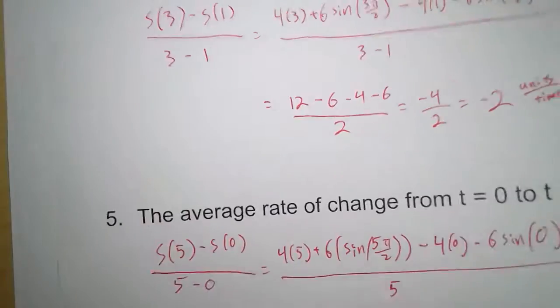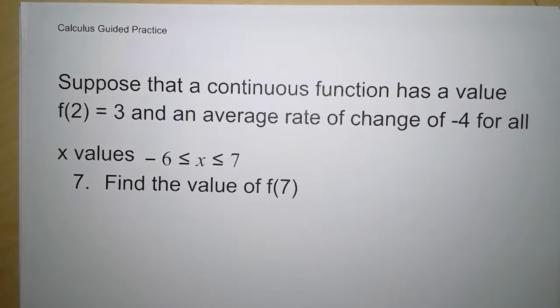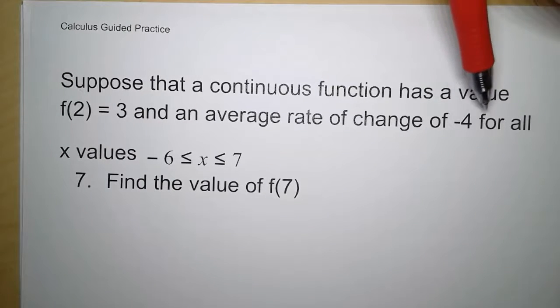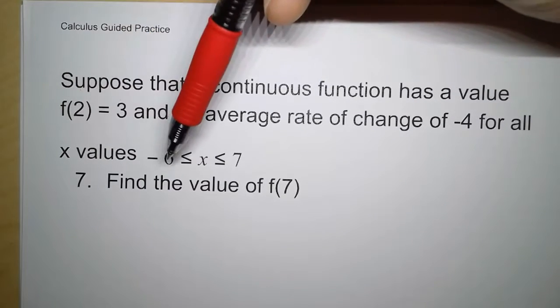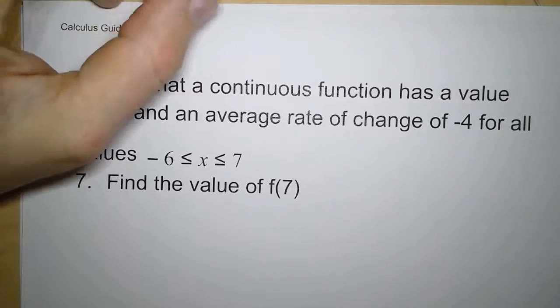Okay, looking on to the next one. Here we're given that a function is continuous, and f of 2 equals 3, and it has an average rate of change of negative 4 for all the values between negative 6 and 7. And so this problem is really working things backwards.